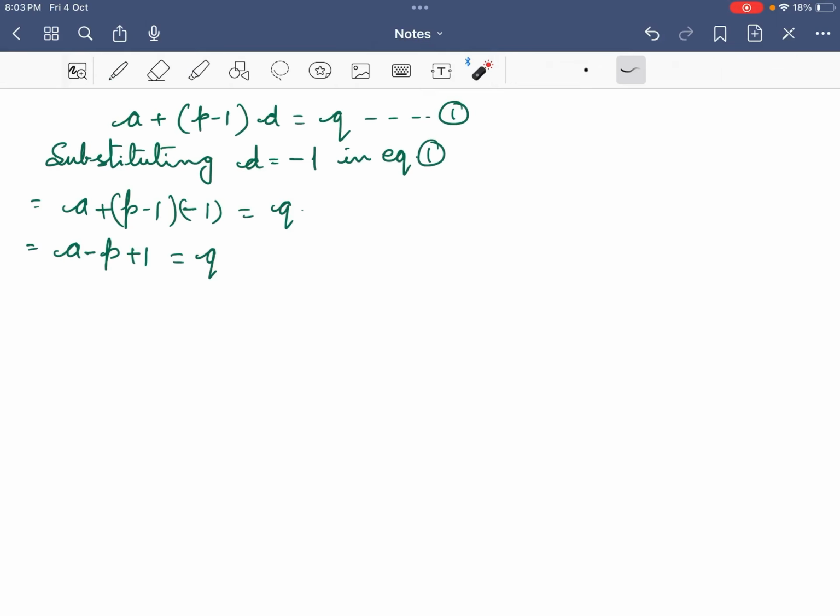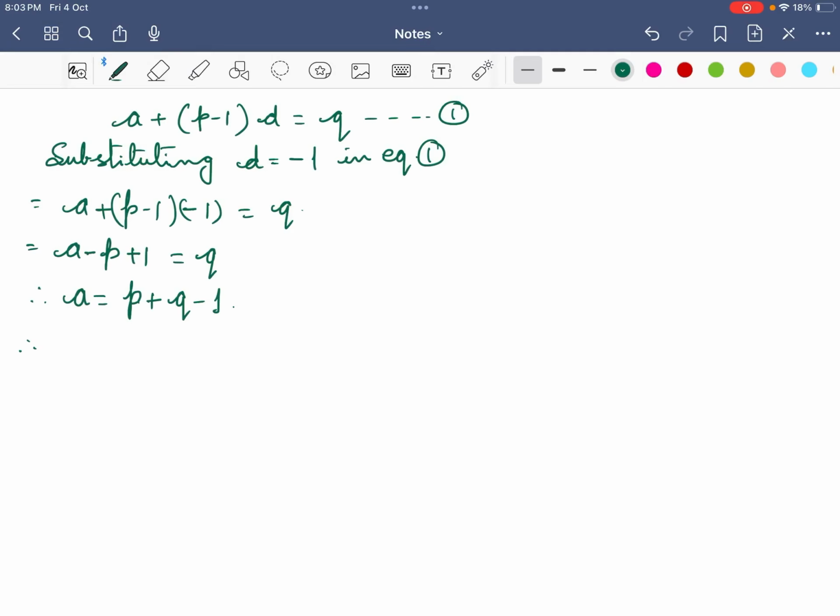So I can find out a, right? Because in nth term I need a. What is a? So here q is there. This p, if I shift here, it is minus p, it will be plus p, and it is plus 1, so it will be minus 1. Okay, therefore a is equal to p plus q minus 1, right? I got a is equal to p plus q minus 1.